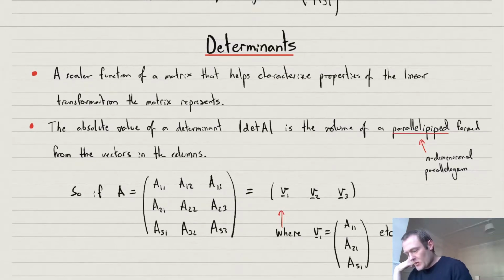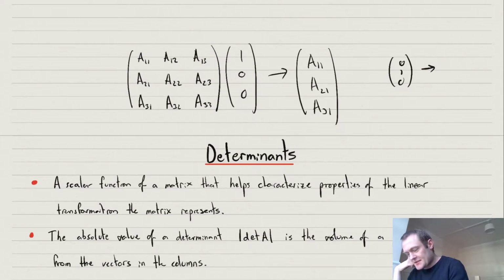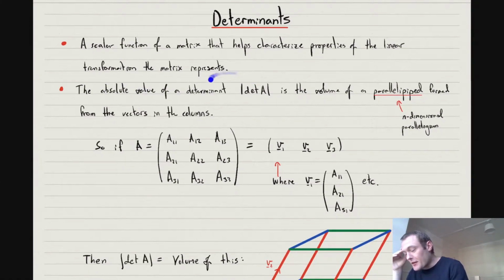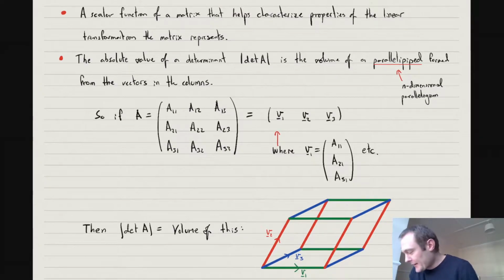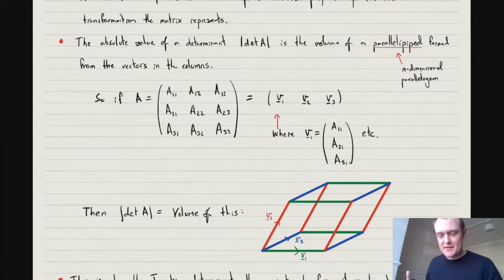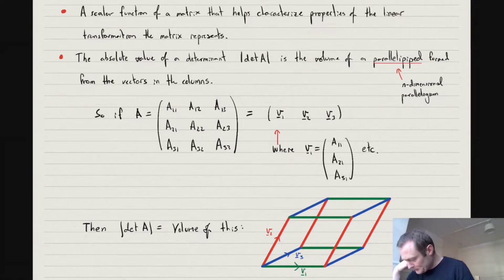So we can think of the columns as vectors in their own right, and the determinant, or at least the absolute value of the determinant, is the volume of the parallelepiped formed from the vectors in the columns. So let's break down that statement a little bit. Firstly, what's a parallelepiped? It's an n-dimensional parallelogram. So a parallelogram is just a squashed rectangle. So this is a squashed, I guess, cuboid in 3D space, and you can just imagine n dimensions of that.